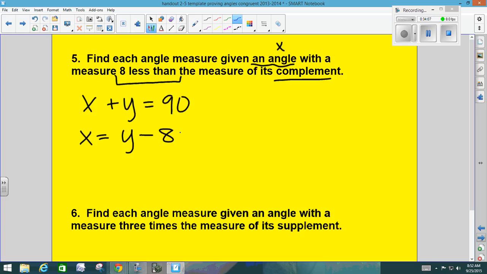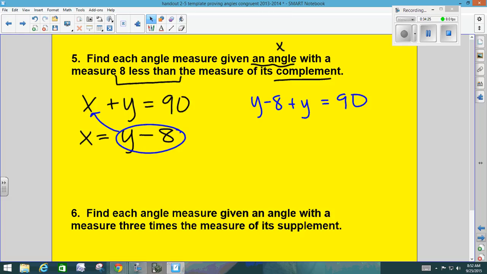X equals y minus 8. I can substitute y minus 8 into x for the other equation. You have to substitute to the other equation. When you substitute, you get a new one. Y minus 8 plus y equals 90. Now we have one equation with only one variable, so we're able to solve it. Combine like terms, y and y.